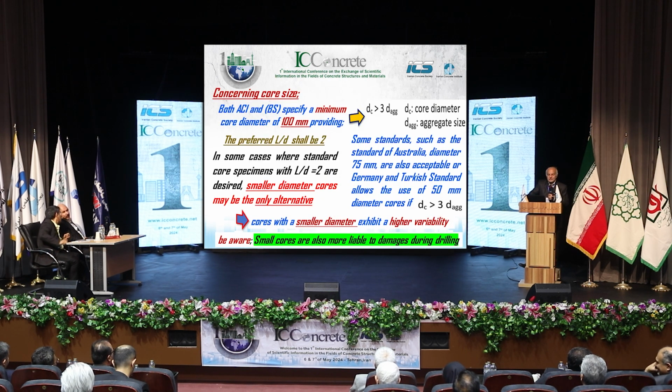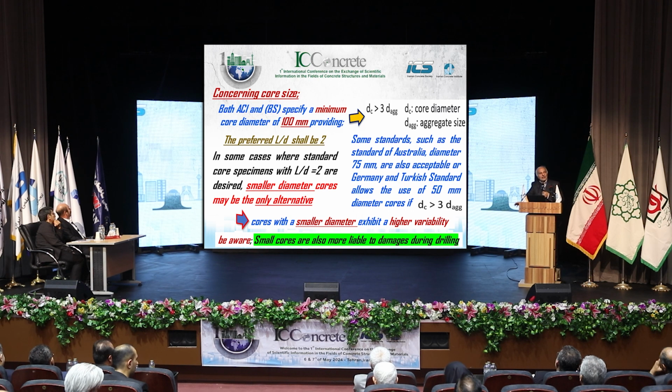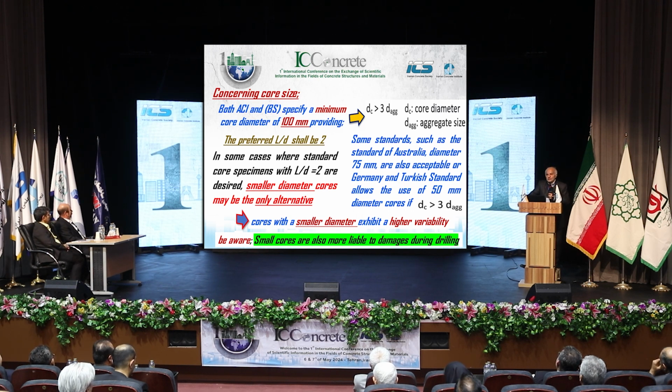Concerning the core size, both ACI and British standard specify a minimum diameter of 100 millimeter, provided that the core diameter should be at least 3 times the aggregate size. And the L/D ratio is preferred to be 2.